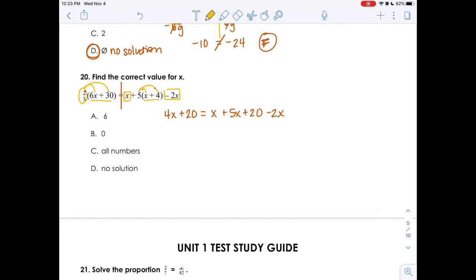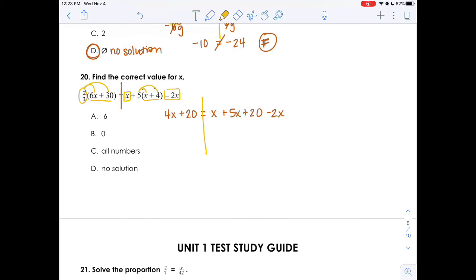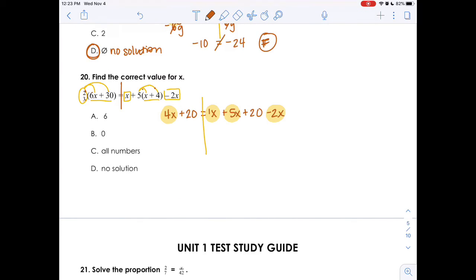So I first want to do some simplifying here before I start to solve. Again, I have a lot of x's. I've got 4x on the left, and on the right I have x plus 5x minus 2x. So before I start moving anything to the other side, I'm going to simplify what I have already. On this side I have 1x plus 5x, which is 6x, minus 2x, which is 4x. So I can just combine those since they're on the same side. The plus 20 drops down, and on this side I have 4x plus 20.